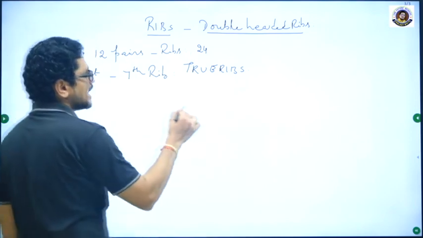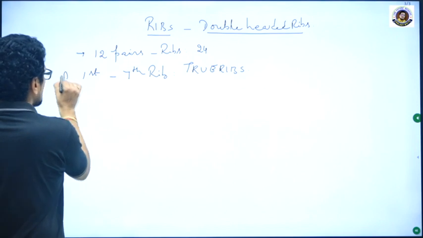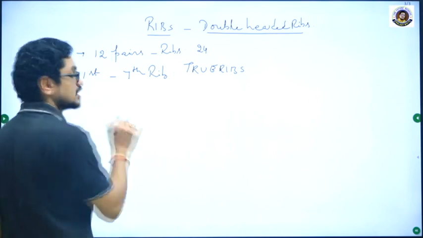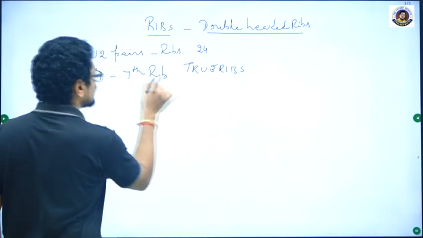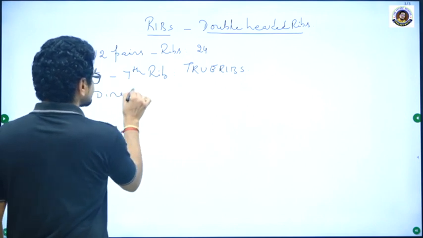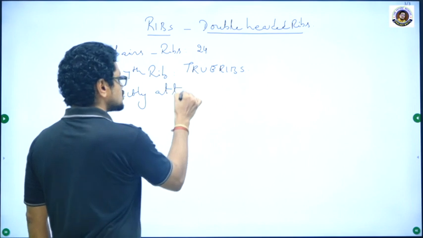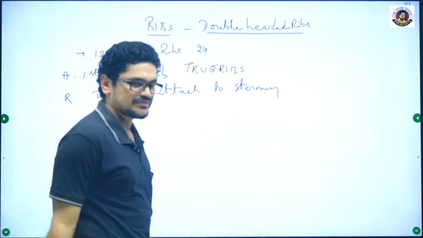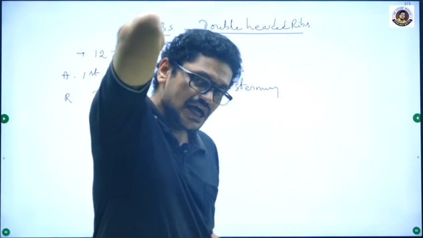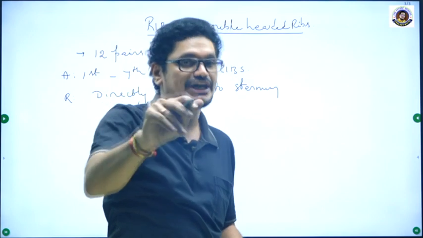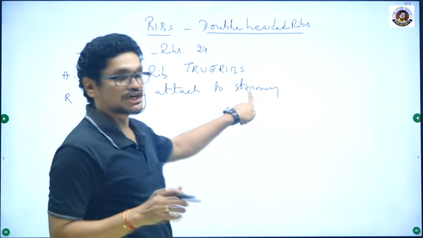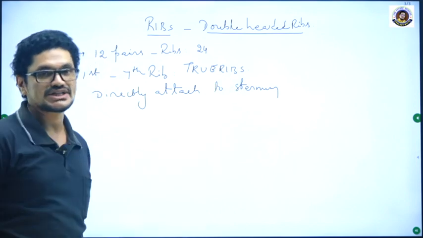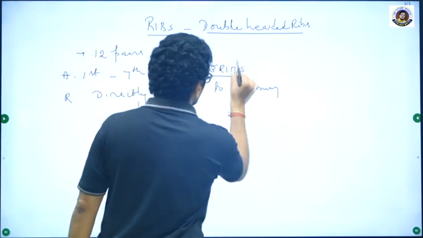First 7 pairs of ribs are called true ribs because, this is assertion, reason: why are the first 7 pairs of ribs called true ribs? Because the first 7 pairs of ribs directly attach to the sternum, S-T-E-R-N-U-M. Of course, all ribs on the dorsal side articulate with the vertebral column. That is a different issue, thoracic vertebrae. On the ventral side, they attach to the sternum. All ribs are not going to attach to the sternum. First 7 pairs of ribs are going to attach to the sternum. That is the reason why those ribs are called true ribs.